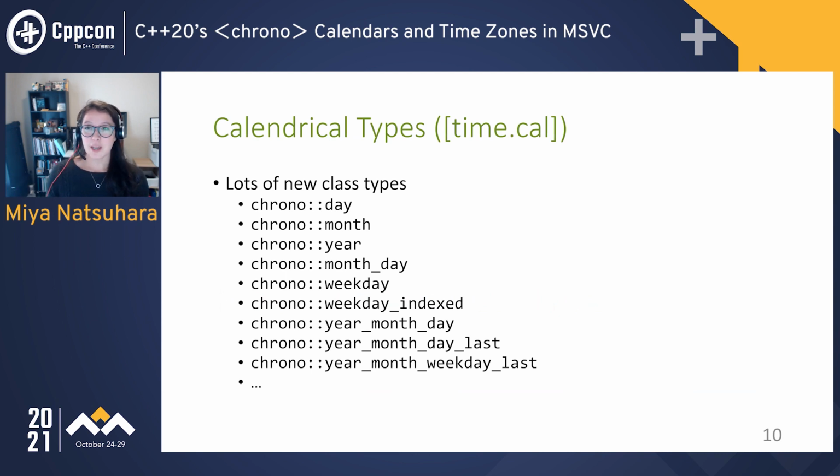So calendrical types. If you think about calendars, you probably think of days, months, and years. Chrono now has types for all of those things. But not only those, we have a lot of other ones as well. We have month day, we have weekday indexed, and some things that you might not expect to see necessarily, like something called year, month, weekday, last. This is only a subset of the calendrical types that chrono did add. We're going to go through some of them. We're not going to really have time to go through all of them.